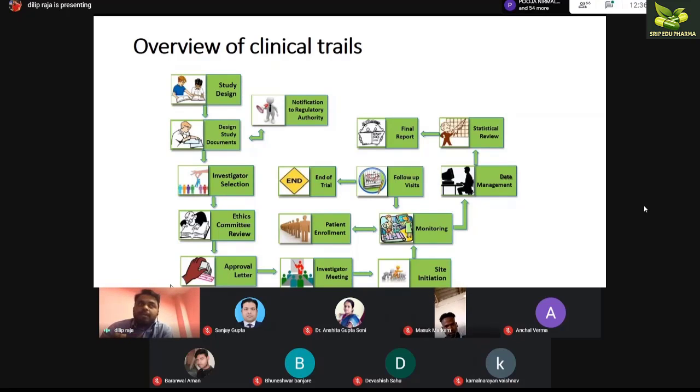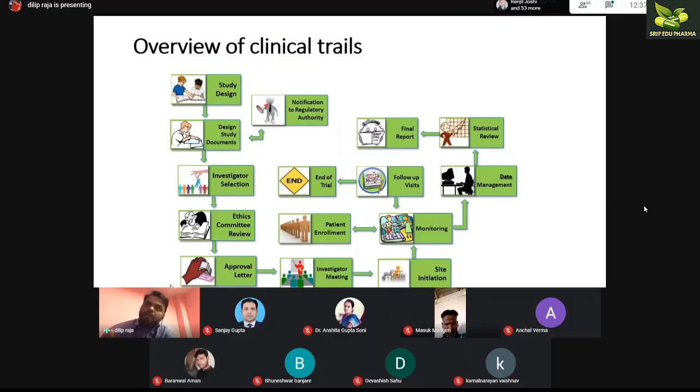So once they get the CTNOC from the regulatory authority, CDSCO, then they'll start searching for the investigator selection. Who is an investigator? As I said, if it is a phase 2 or phase 3 trial, the sponsor is the one who gives you the money as well as the study design. And then the investigator is the one. Normally investigators are all doctors.